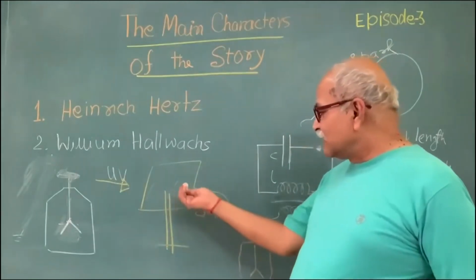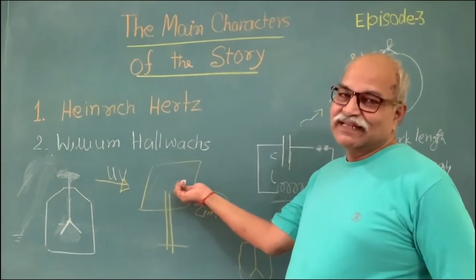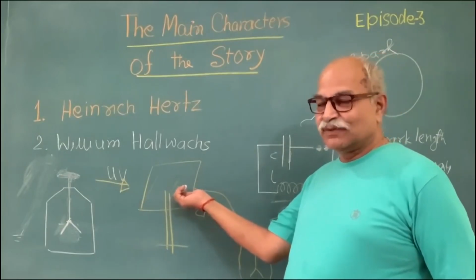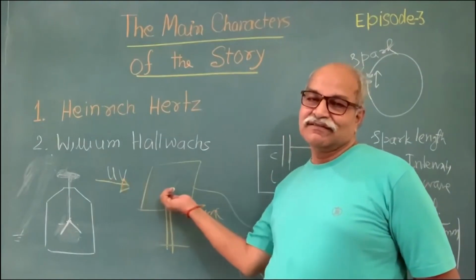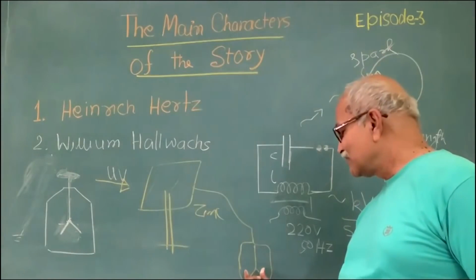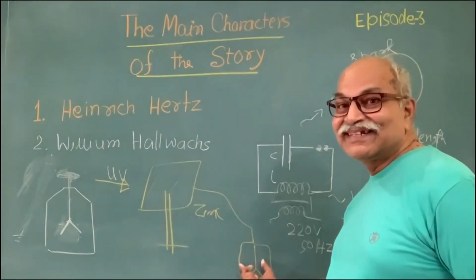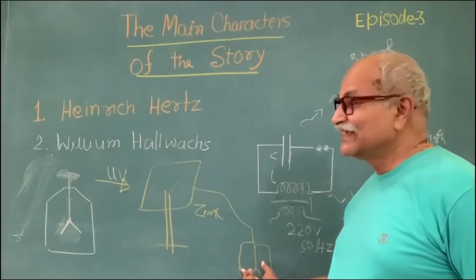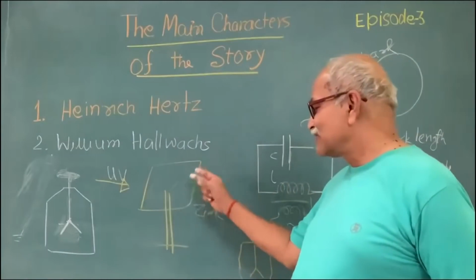So if it is negatively charged, Hallwachs observes that if it is negatively charged to start with, and then you shine this UV light on this, the spread reduces. Alright, so the negative charge here is disappearing. Where is it going? So that is being emitted from here.